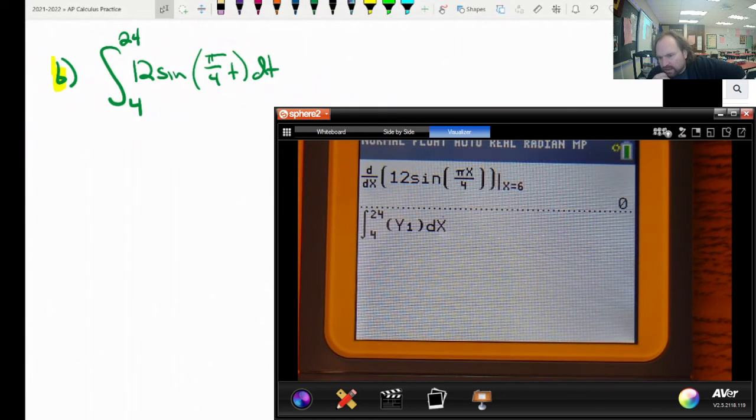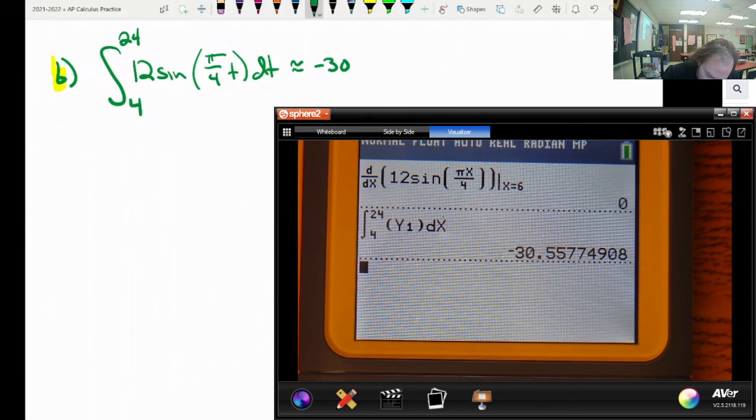It's going to take a minute to think about it, and it's going to spit out an answer. And that answer should be like negative 30 point something. Yeah, negative 30.558 or so. And of course, we need a unit on this. Since we had feet per second for velocity, going up to distance, this is going to be feet. Now, that is not the total distance traveled. That's the change in distance that happened.